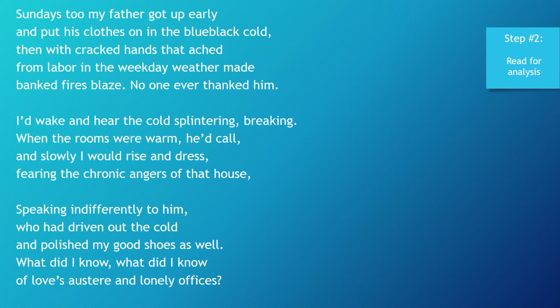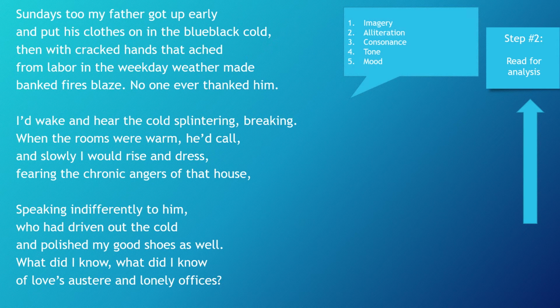Let's go ahead then and work on analyzing each stanza individually to see if we can identify the theme that's being discussed here. So the first thing I'm going to do is, again, in my reading for analysis, look for those specific literary devices. Just as we did with the last video, I've put the numerical order of the literary devices I'm going to discuss in the bubble to the right. So the first set I'm going to discuss involves imagery.